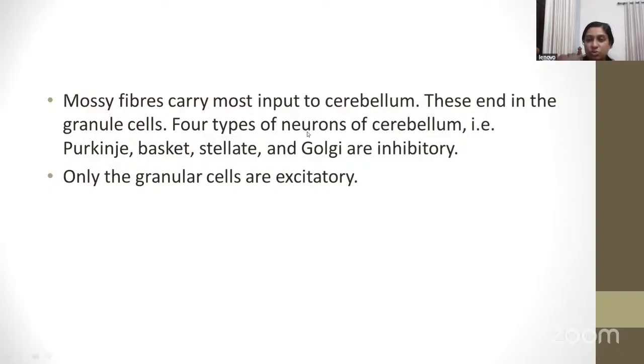And four types of neurons are basically seen in the cerebellum. That is the Purkinje neurons, basket, stellate, and Golgi, which are all inhibitory. Only the granular cells are excitatory. So, five types of cells are there.